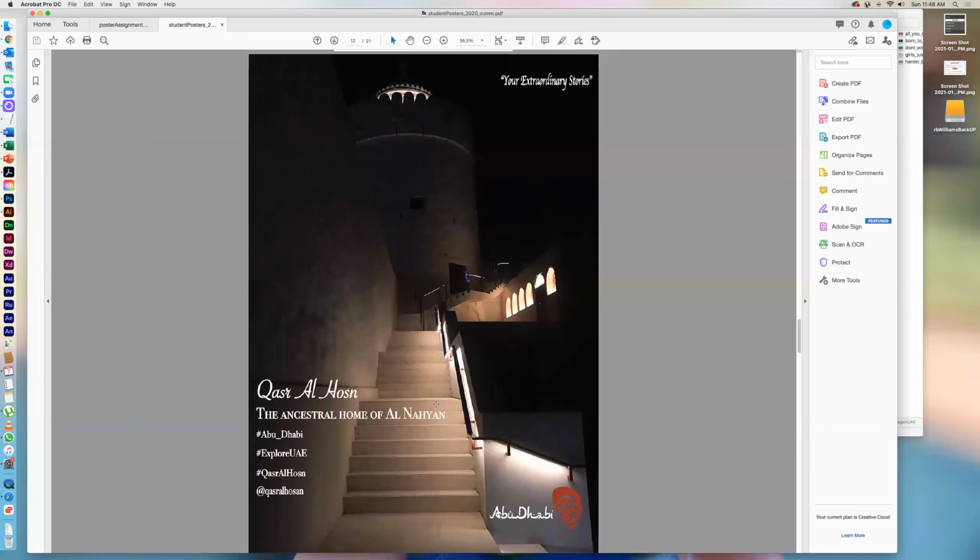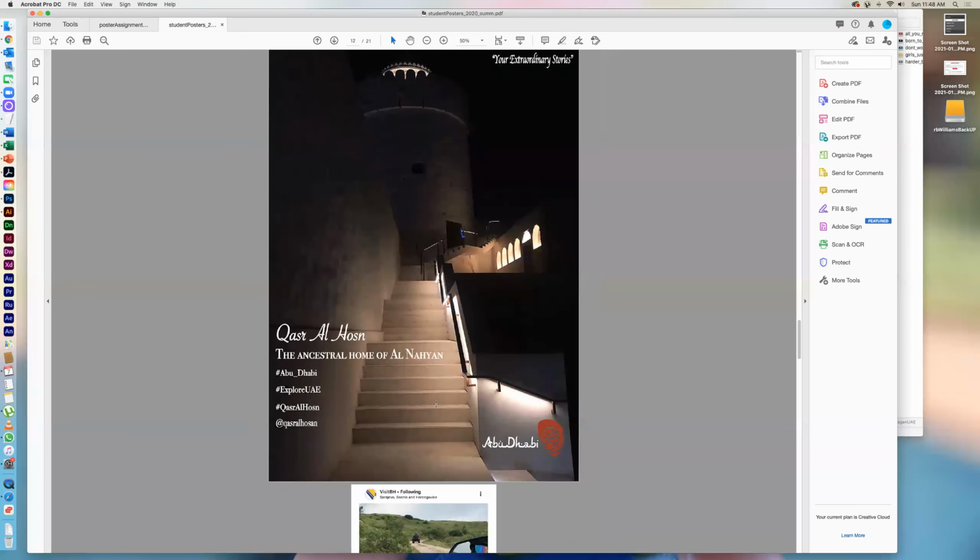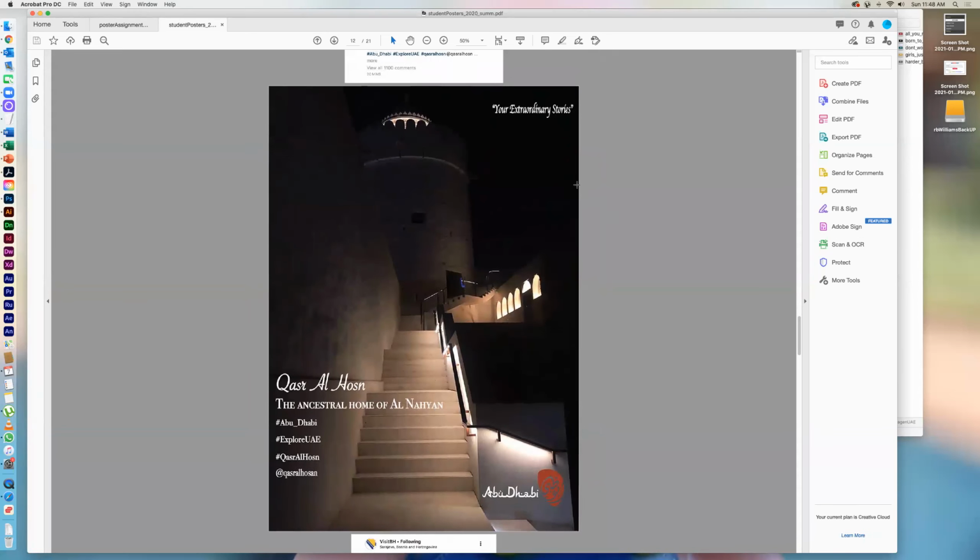Okay, so this is an example. I really do love this picture of Qasr Al Hosn. Okay, now so it's Abu Dhabi, and it's your extraordinary story, not plural, story. But the hardest thing here was figuring out where to put this information. So she used the Abu Dhabi logo, she used a version. It's not exactly right. And she's using different fonts here. But Qasr Al Hosn, the ancestral home of Al Nahyan, and then the hashtags and stuff, but this is not the best placement. It was really hard to sort of figure out exactly where to put this.